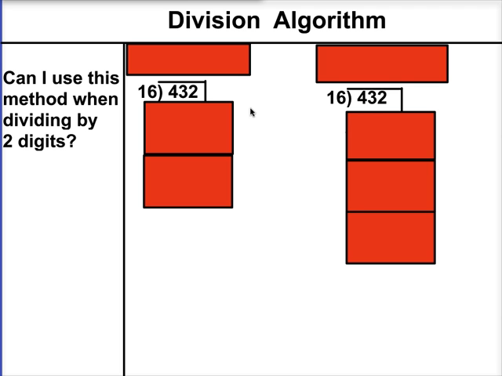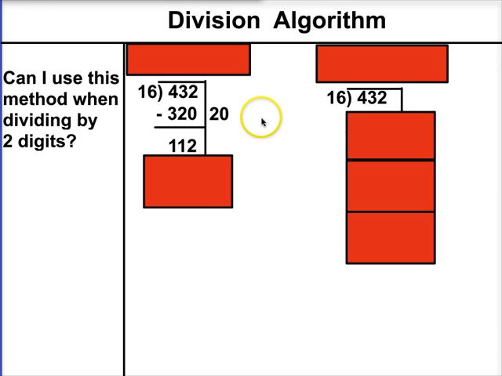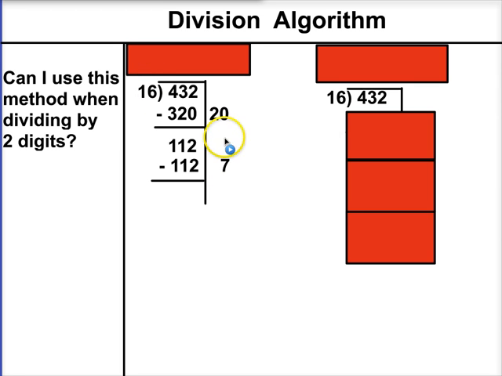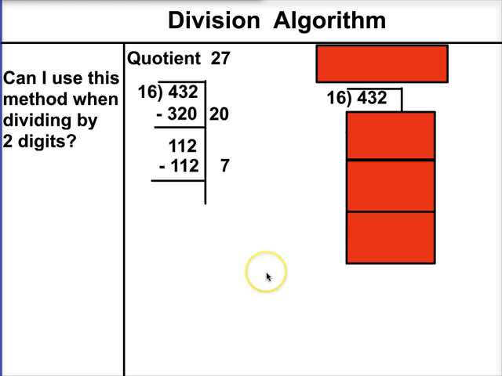So, well, if I multiply 16 times 10, that would give me 160. Can I get even closer? And yes, if I multiply 16 times 2, that will give me 320. I'm going to subtract, I've got 112 left over. And 16 times 7 actually works out to be 112. So now I've got 20 plus 7, quotient 27.